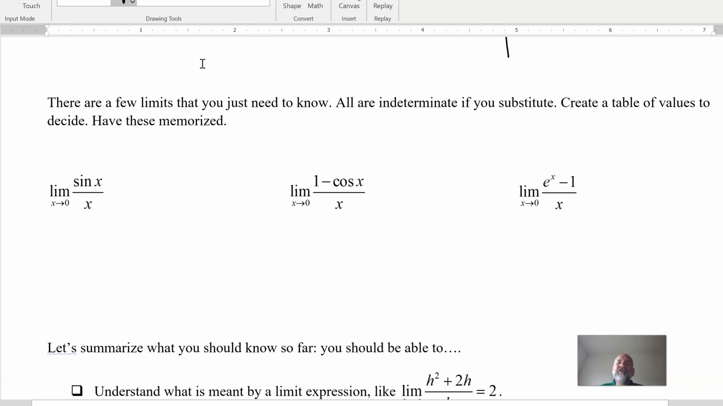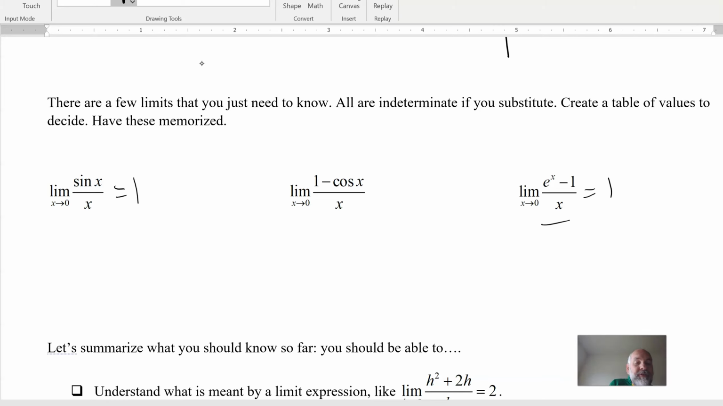There's a few limits that you just need to know. If you substitute, they're just indeterminate, 0 over 0. And so you could create a table of values and try it yourself. On this one, you'd plug in x equal to 0.1 and then 0.01 and 0.001 and plug it into this expression. You'll find you get an answer closer and closer to 1. But that's also true if you plug in negative 0.1 and negative 0.01 and negative 0.001. Remember, we have to get the same thing from both sides.